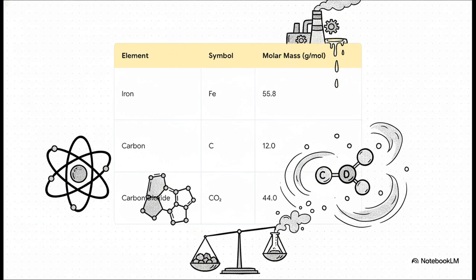So, to do our math, we need a few key numbers. These are the molar masses of the things we're interested in. Just a quick refresher, molar mass is just the weight of 1 mole of a substance. So for our purposes, we'll use these values. Iron is about 55.8 grams per mole, carbon is 12.0, and carbon dioxide, that's 1 carbon plus 2 oxygens, comes out to 44.0 grams per mole.